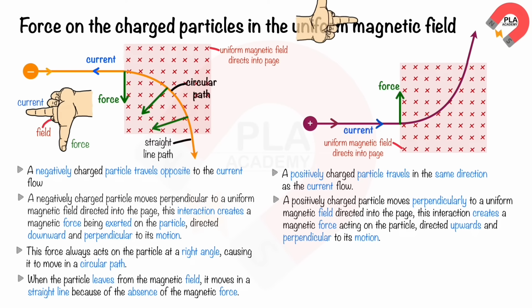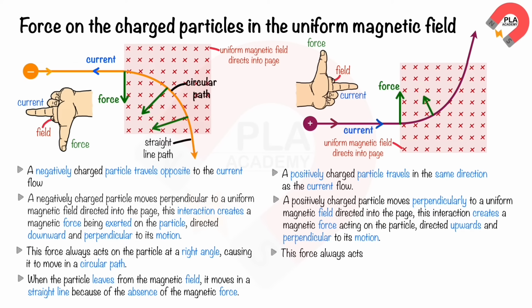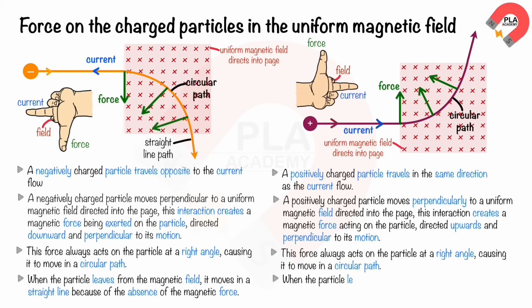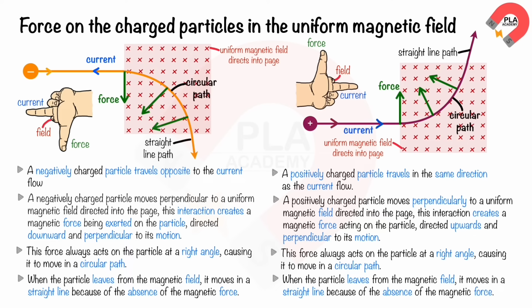Applying the Fleming left-hand rule, with your index finger pointing into the page along the magnetic field direction, and your middle finger pointing to the right along the current direction, you see that your thumb points upwards, indicating the direction of force acting on the positively charged particle. This force always acts on the particle at a right angle, causing it to move in a circular path. When the positively charged particle leaves the magnetic field, it moves in a straight line, because of the absence of the magnetic force.